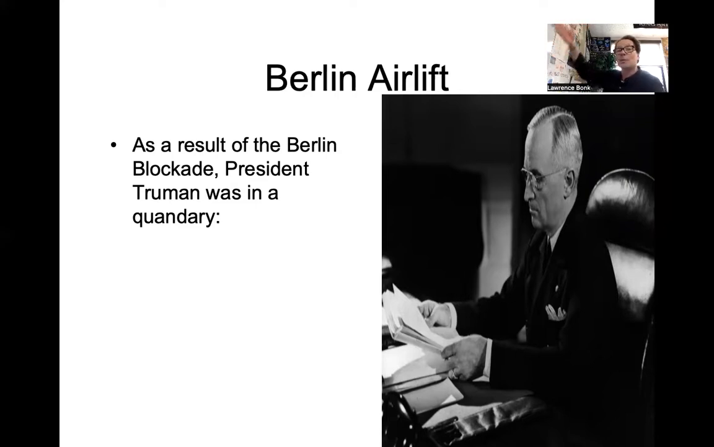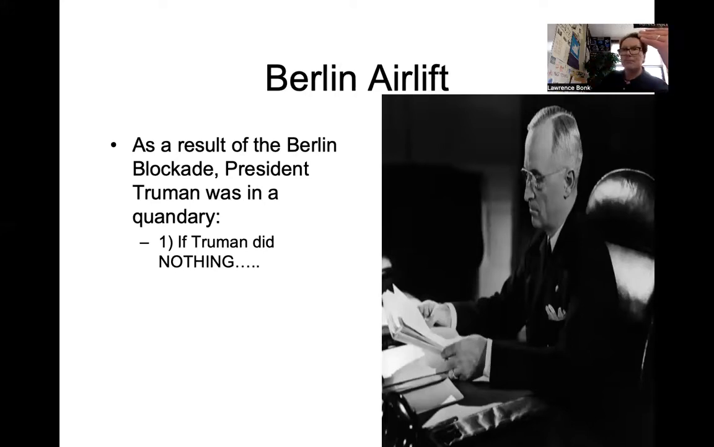He sees this blockade that has been set up of West Berlin. The United States and its allies are responsible for West Berlin. So Harry Truman is in what we call a quandary. A quandary, if you draw a line outside, is a really tough, challenging situation where it seems that there's no right answer.